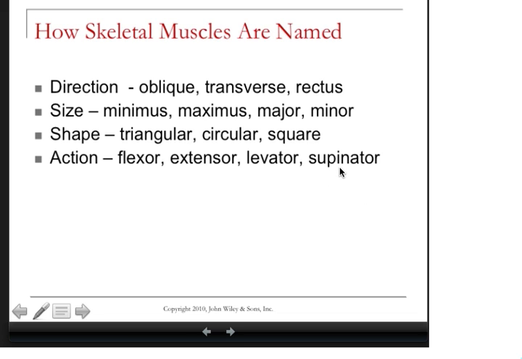The supinator muscle in the forearm is a perfect example of a muscle that has the action in the title. The levator scapulae is a muscle that attaches to the superior border of the scapula, and when it contracts, it lifts the scapula up. It's like a shoulder shrugger.